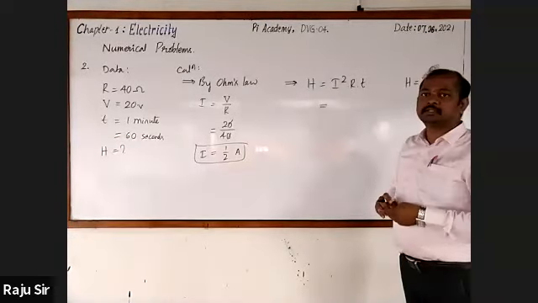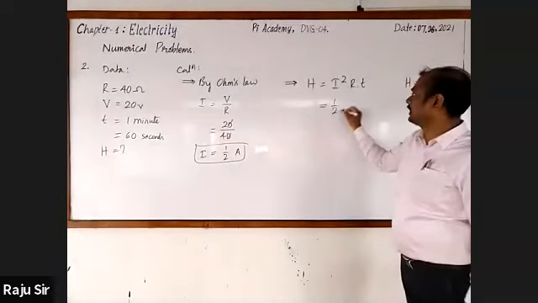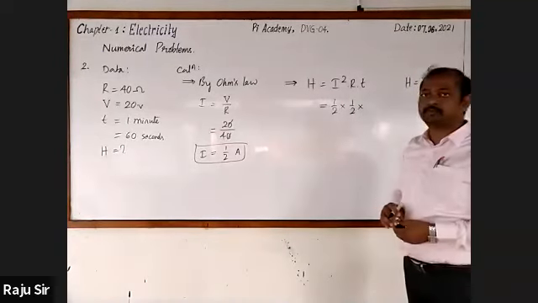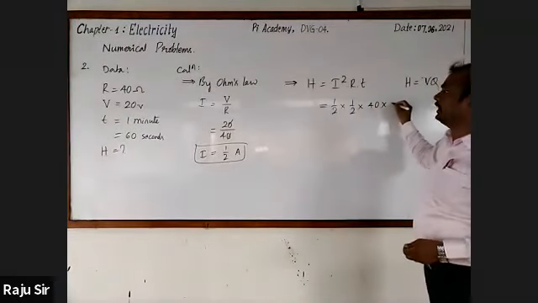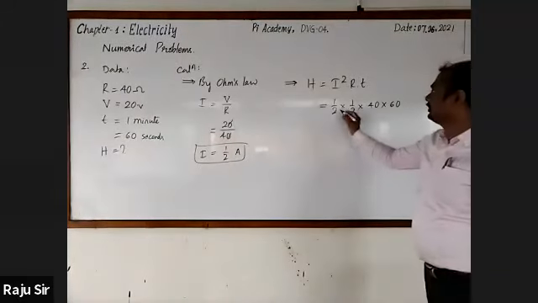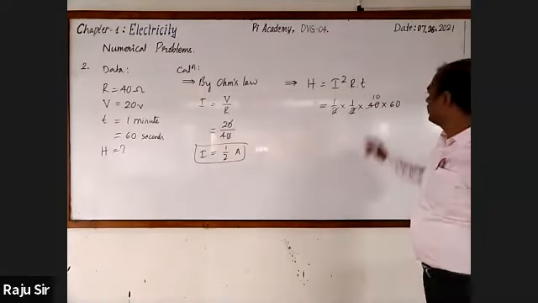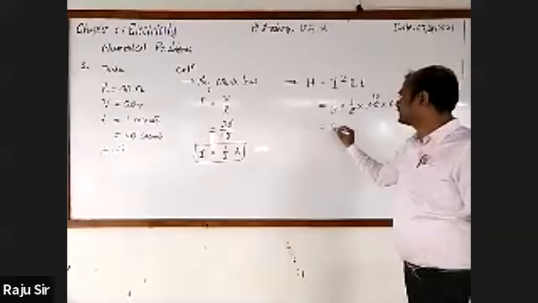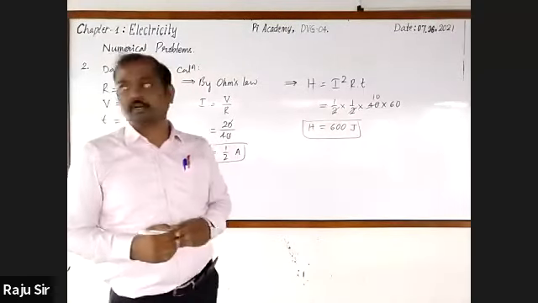Now, let us substitute 1 by 2 amps in place of I in this formula. H = I²RT, where I is 1 by 2. As it is squared, write it two times: 1 by 2 into 1 by 2. Then R, the electric resistance, is 40, and time is 60 seconds. Cancel it. 2 2s are 4, 4 10s are 40... now multiply 60 into 10. It is 600 joule. So 600 joules of heat energy is released or developed.